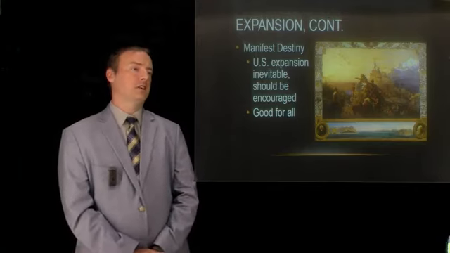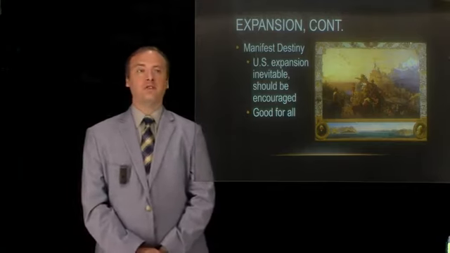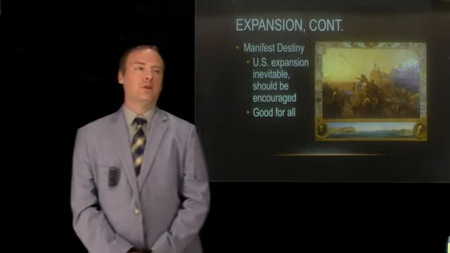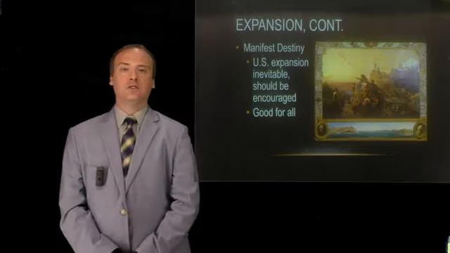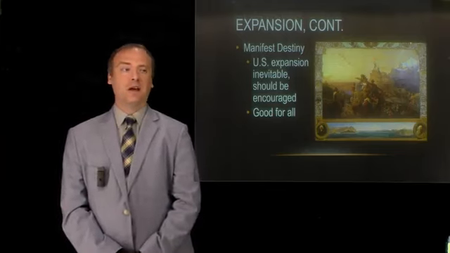So manifest destiny, if you want a brief definition of it, was the belief that U.S. expansion was inevitable and that it should be encouraged. Well, if it's inevitable, why do you have to encourage it? It really means speed up. So it was something that was inevitably going to happen, but the United States should speed up that process and make it happen as fast as possible.